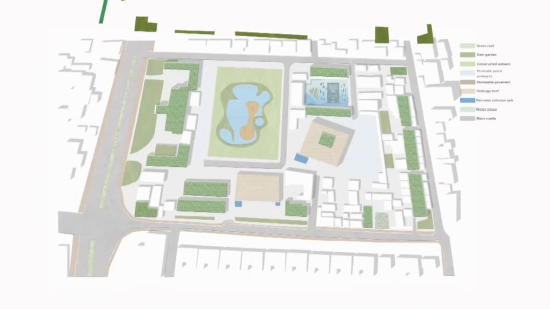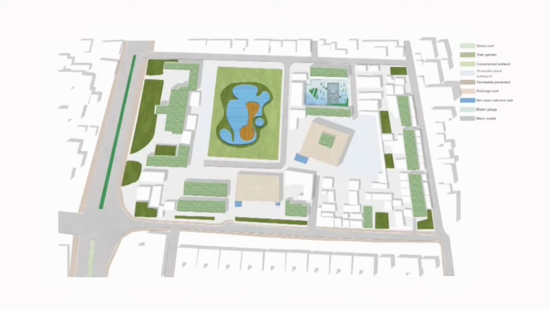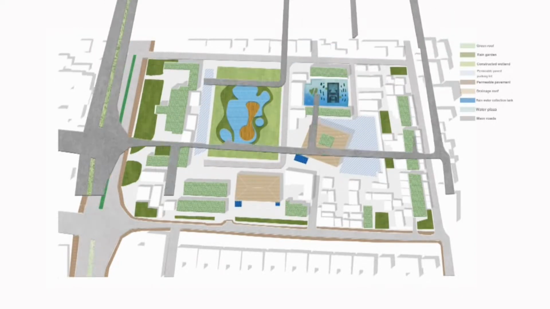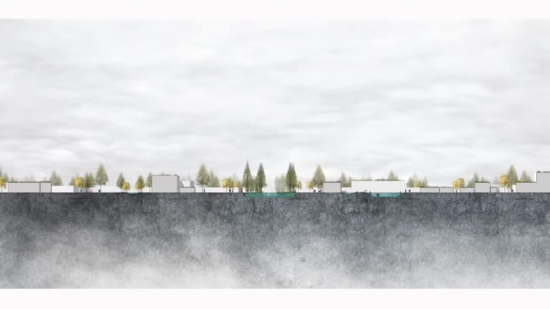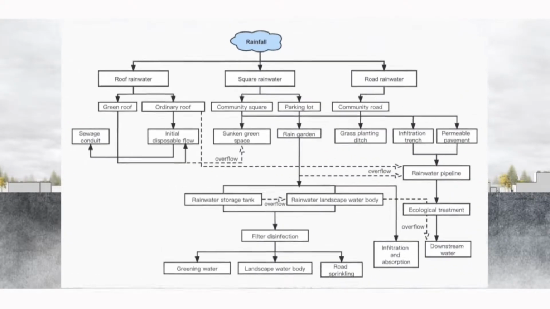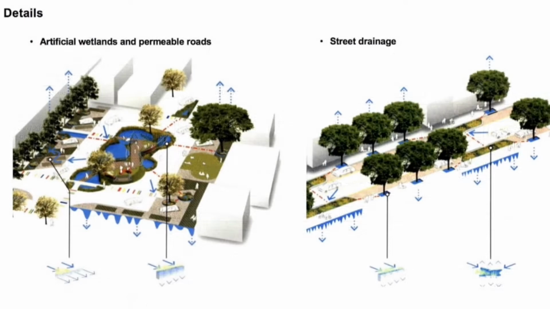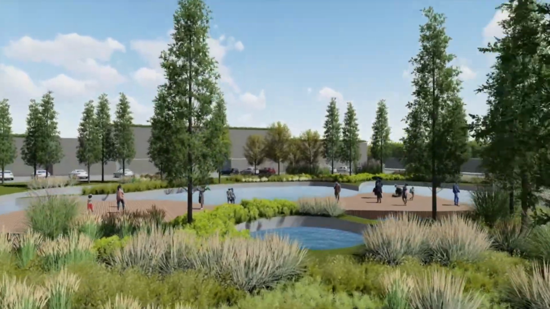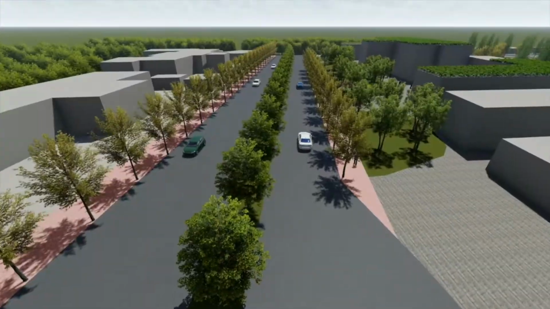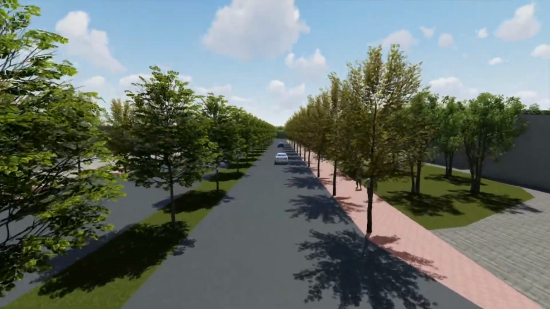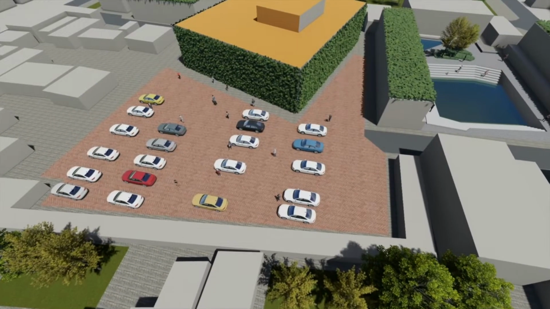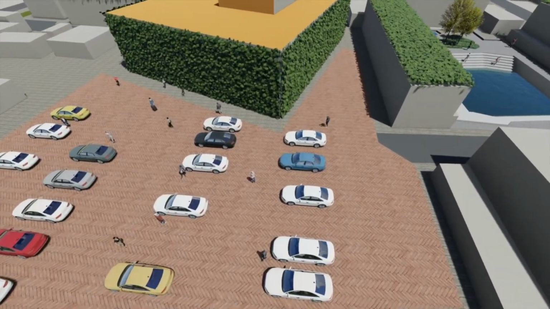The master plan shows green roof, green garden, constructed wetland, permeable pavement, water collection tank, water plaza, and main road. Then we create a community rainwater system. I will show some details of LID facilities. Constructed wetland can filter and permeate rainwater. It also has a landscape function. The filter tree ponds can filter and permeate rainwater beside the main road. Permeable pavement is suitable for parking lots and sidewalks.